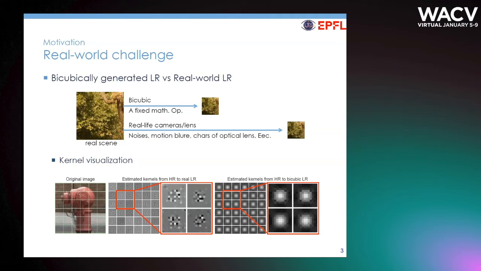In the kernel visualization section of this slide, you can see the estimated kernels where we're changing the focal length to generate low-resolution images and high-resolution images, versus just using bicubic downsampling. And you can see that the kernels corresponding to the realistic downsampling are significantly more complex.